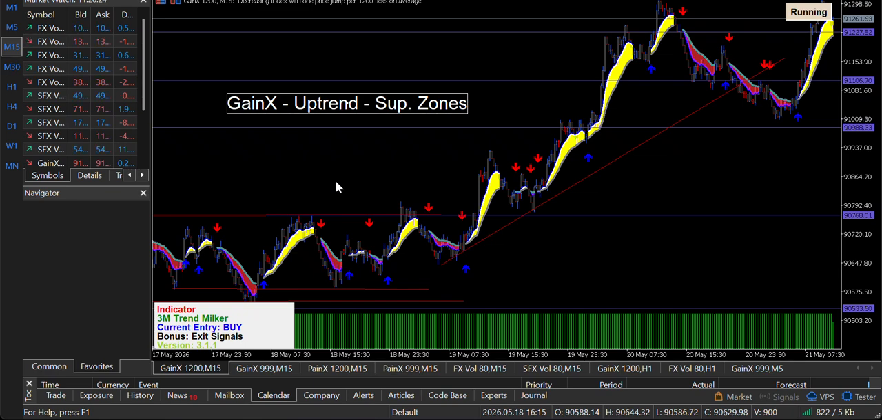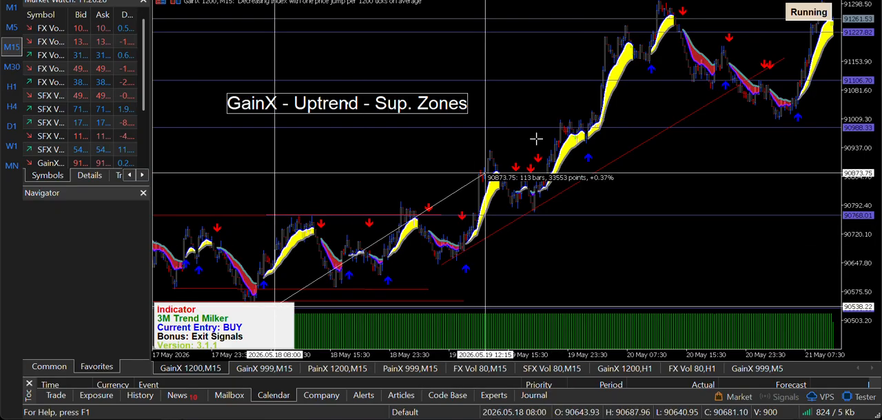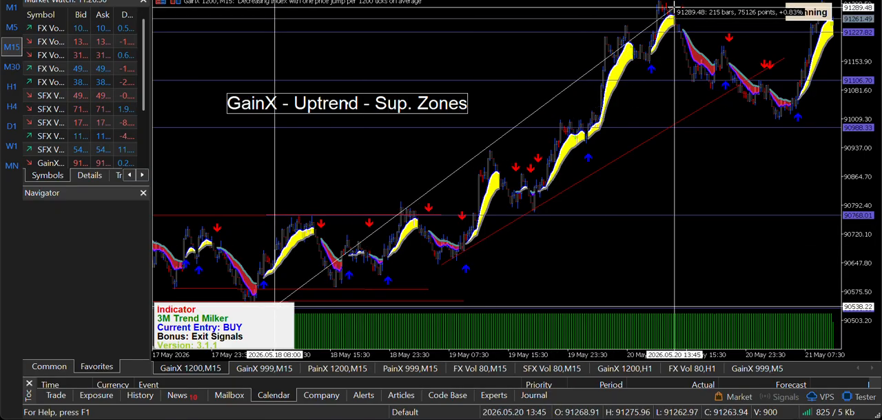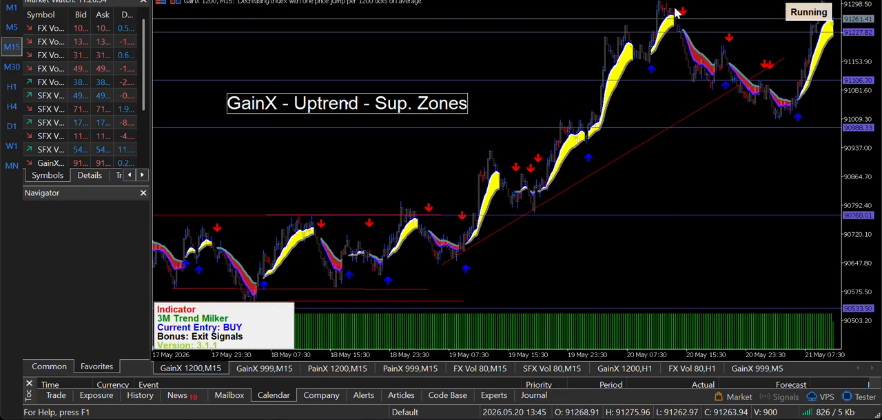Okay guys, in today's video we will be checking out how we can catch multiple spikes like this. You can see all these happened on the 15 minutes time frame. If you want to learn how to catch multiple spikes like this, then you need to watch this video to the end so that you will understand how to go about it.